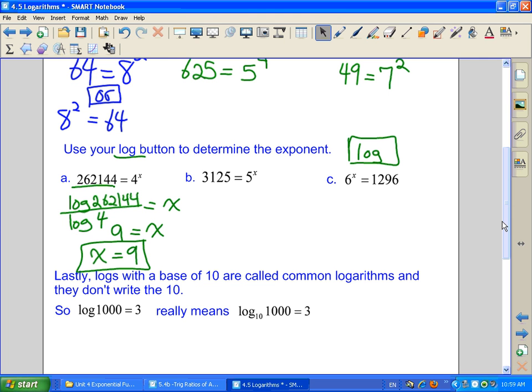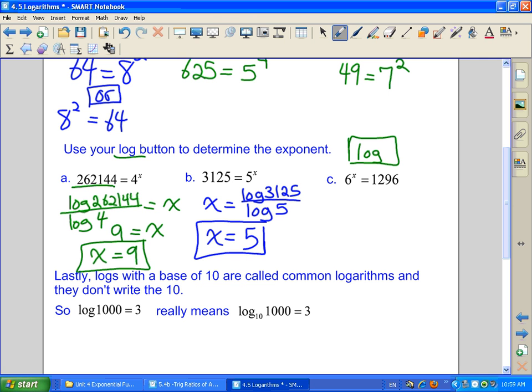Okay? Try the second example. If I want the variable first, I could just go like this. x equals the log of the product, which is 3,125, divided by the log of your base, which is 5. Plug it in your calculator and you're going to get 5. That means that 5 raised to the exponent 5 equals 3,125. One more here, folks. x equals the log of our product, which is 1296, divided by the log of our base, which is 6. So x equals 4, plugging in your calculators.